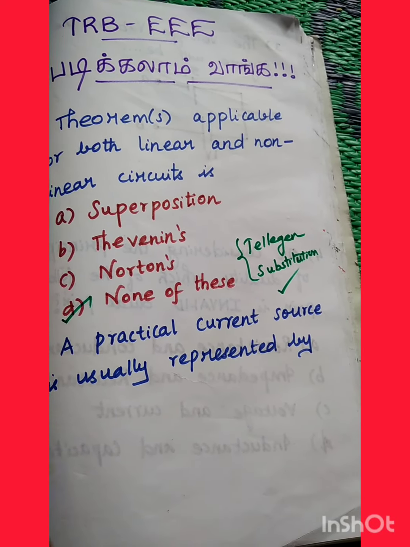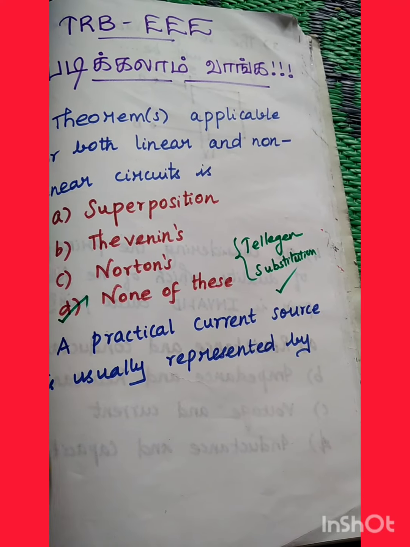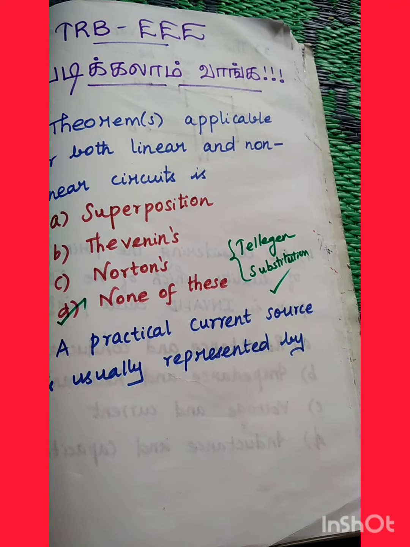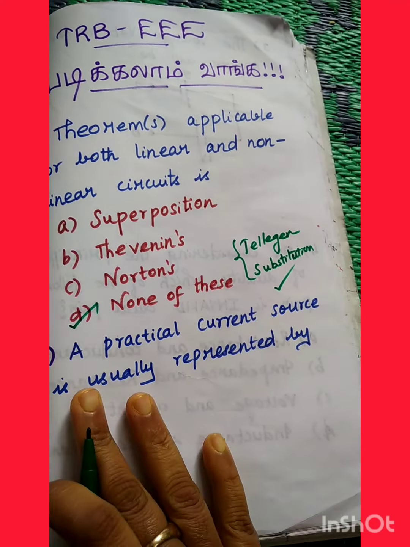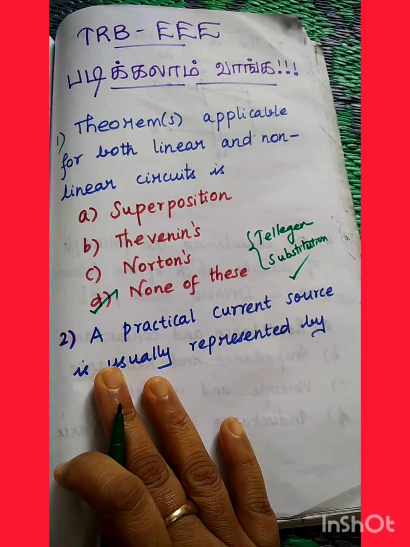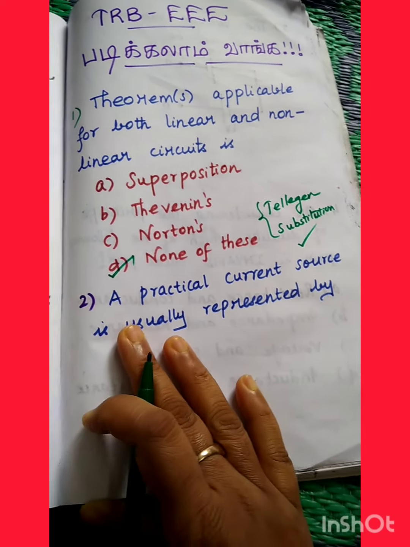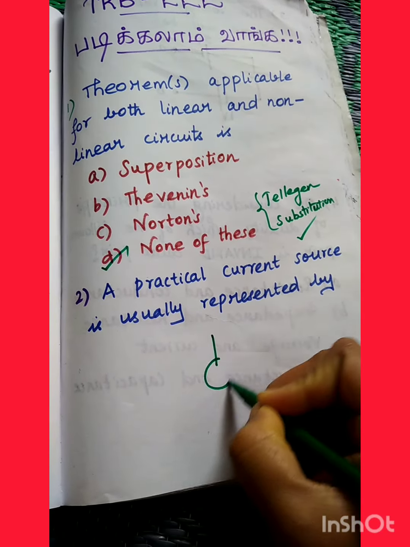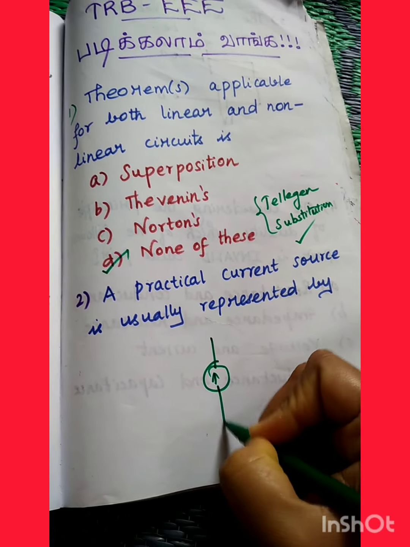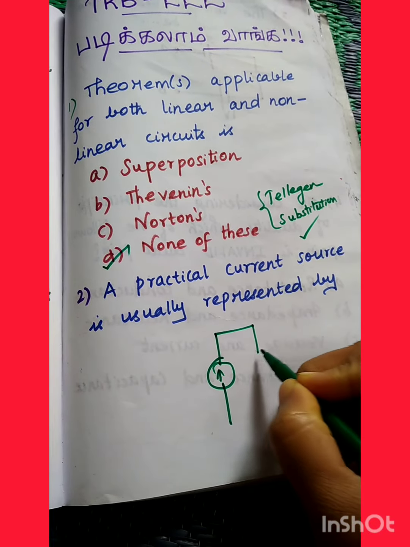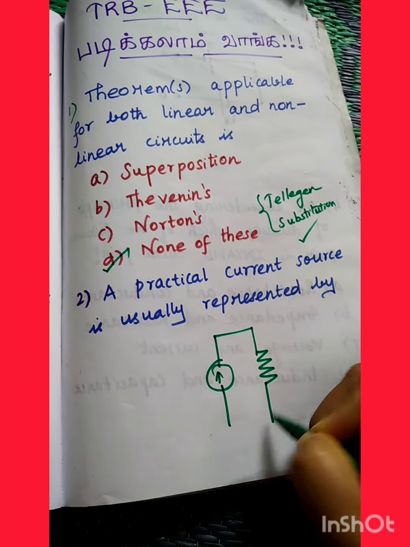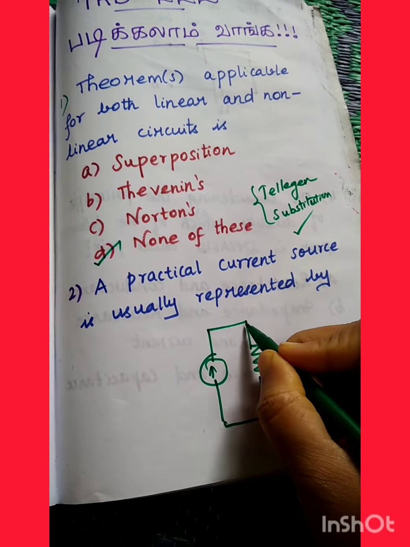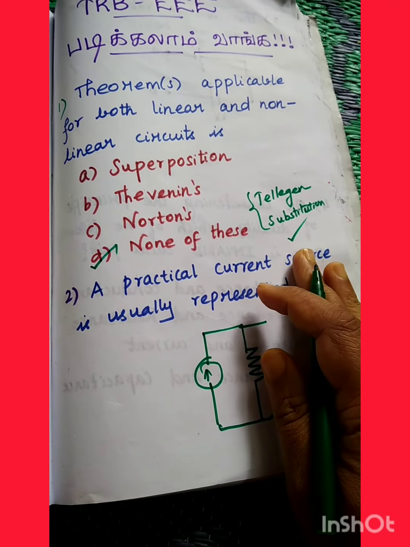a practical current source is usually represented by dash. So normally a practical current source is equivalent to one ideal current source in parallel with a high resistance. Am I right? So we'll be having an ideal current source in parallel with a high resistance. Otherwise we can say it as low conductance. So in this way we need to represent.